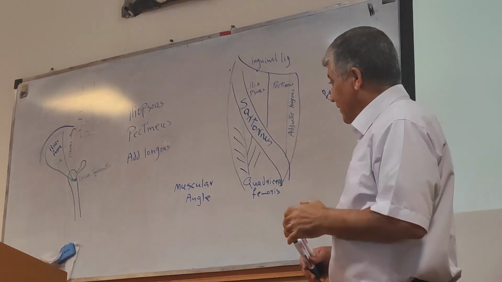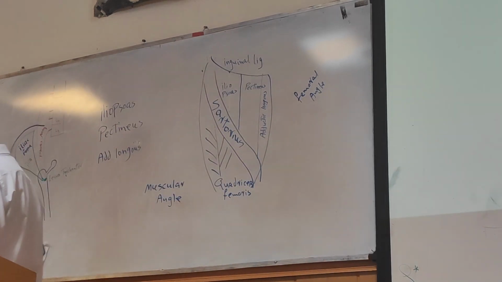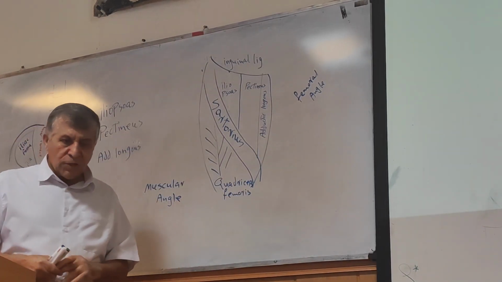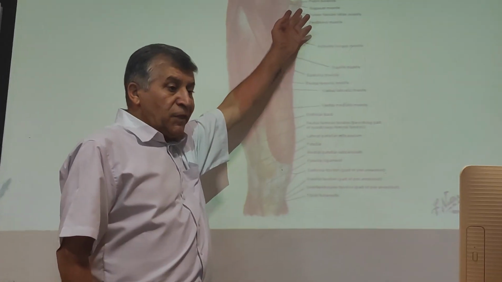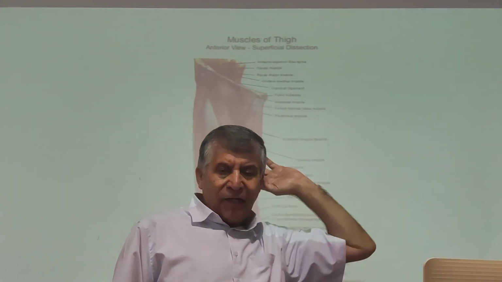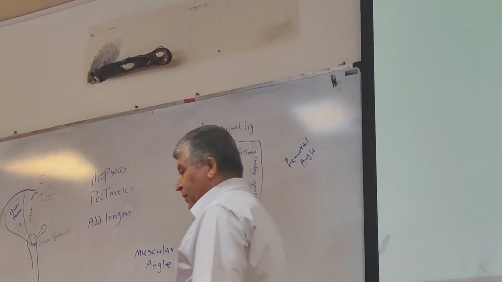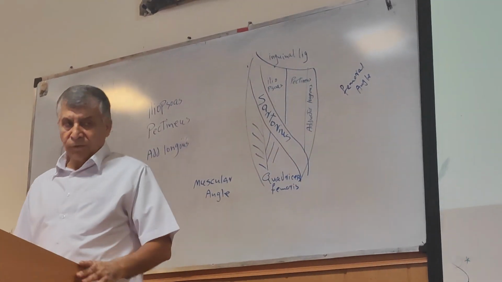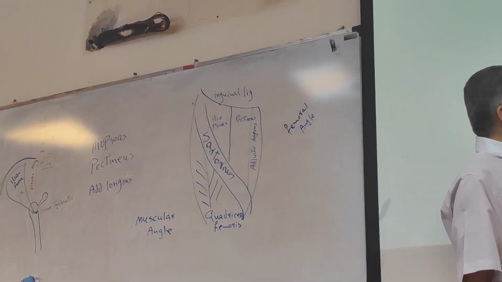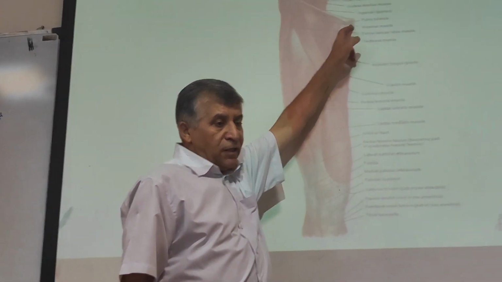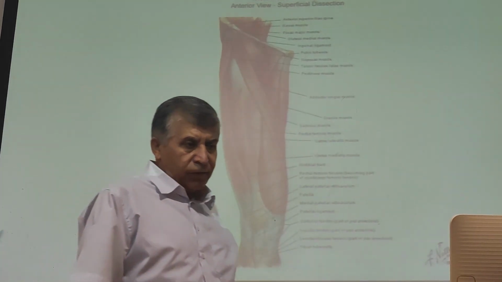Pectoralis minor. Pectineus. The pectineus muscle originates from the hip bone and inserts to the upper part of the femoral bone. Pectineus muscle arises from the hip bone and inserts to the femoral bone.